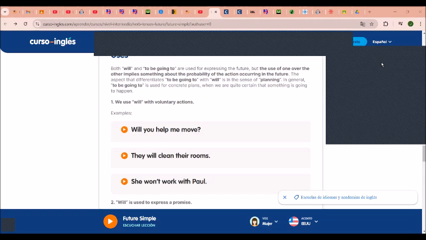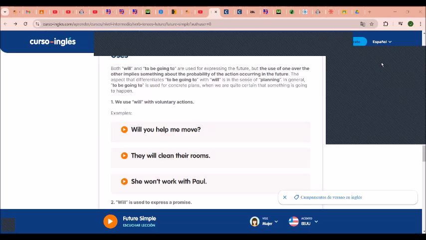Both will and to be going to are used for expressing the future, but the use of one over the other implies something about the probability of the action occurring in the future. The aspect that differentiates to be going to from will is the sense of planning. In general, to be going to is used for concrete plans when we are quite certain that something is going to happen.